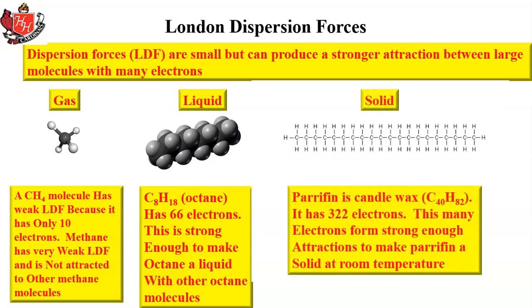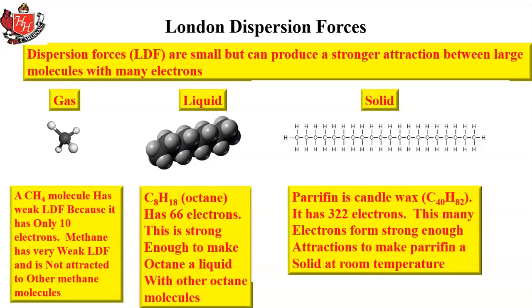Finally, an example of a solid, which is a hydrocarbon. Again, this is a nonpolar molecule. All three of these are nonpolar. It is paraffin, which is candle wax. And you can see it has a fairly large number of carbons and hydrogens. That's about 322 electrons in all. This many electrons form strong enough attractions to make paraffin a solid at room temperature. So candle wax is solid at room temperature.